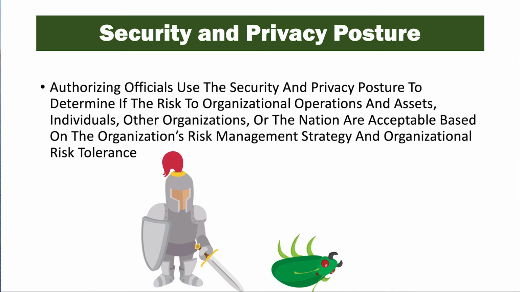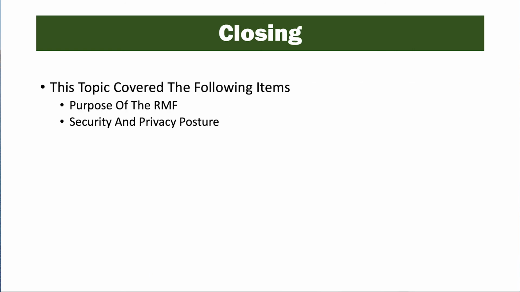Authorizing officials use the security and privacy posture to determine if the risk to the organizational operations and assets, individuals, other organizations, or the nation are acceptable based on the organization's risk management strategy and the organizational risk tolerance. So the AO will determine if implementing this information system or common control set moves the organizational risk level to a point outside risk tolerance. In closing, this topic covered the following items: the purpose of the RMF and security and privacy postures.